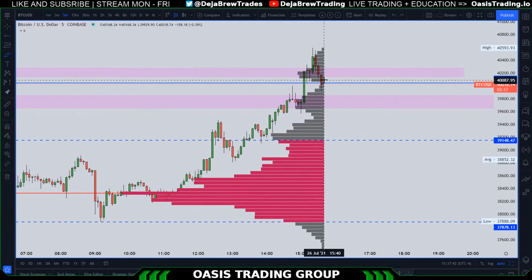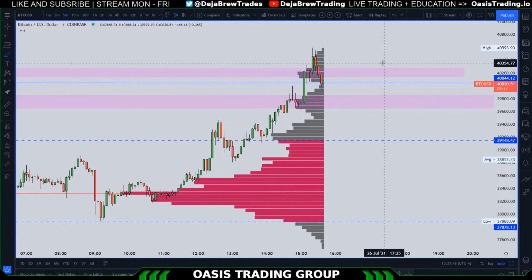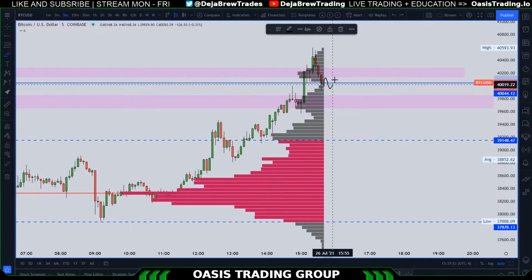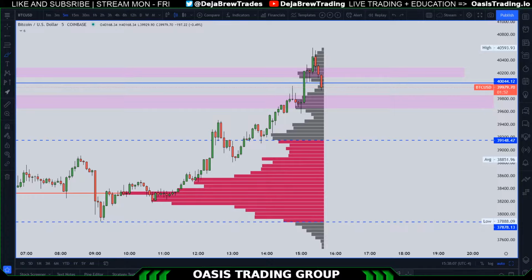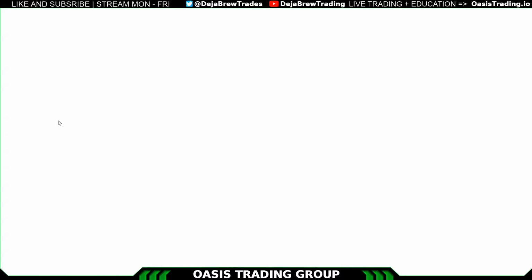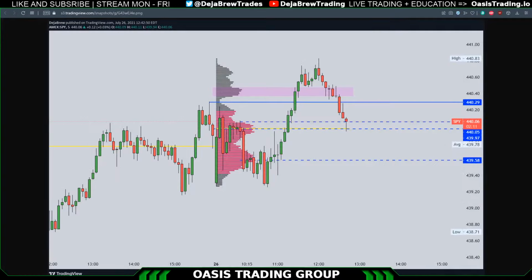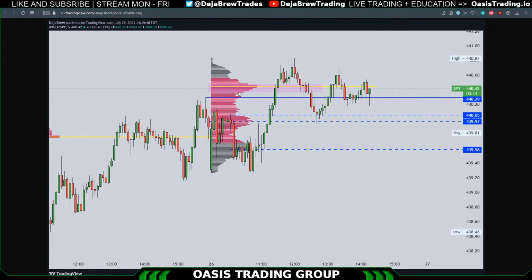But just understand that with these gaps, two things normally happen. Either wicks, like you're currently seeing now, or a long period of consolidation to fill in that inefficiency, which we saw this morning on SPY. Let me grab that chart and I'll show you. If you guys are just coming in, here is the gap on SPY, and then look at what we did. That gap got completely filled in. So you can see that happen quite often as well.